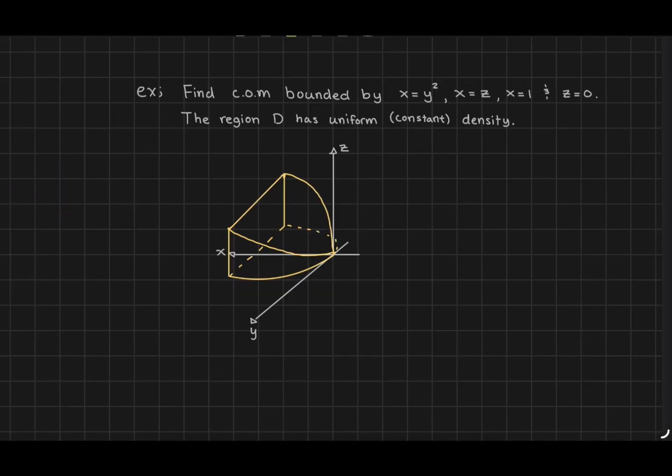Okay, moving on to our next example. We are asked to find the center of mass bounded by x is equal to y squared, x is equal to z, x is equal to 1, and z is equal to 0. The region D is uniform constant density.